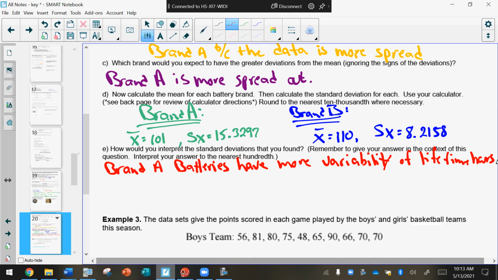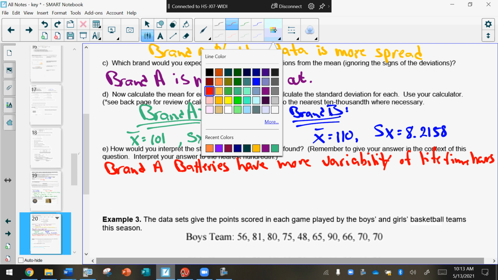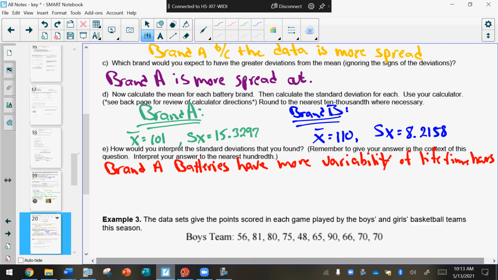That means brand B is going to be more consistent because it has a lower standard deviation and a lower spread of scores. Now, it doesn't mean that it has a higher average, even though in this case it does. It just means that it's more consistent. The battery life hours seem to all be close to the same length of time for brand B.